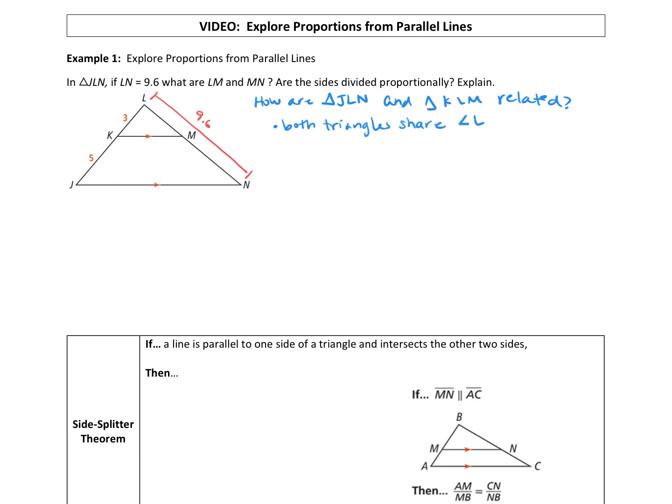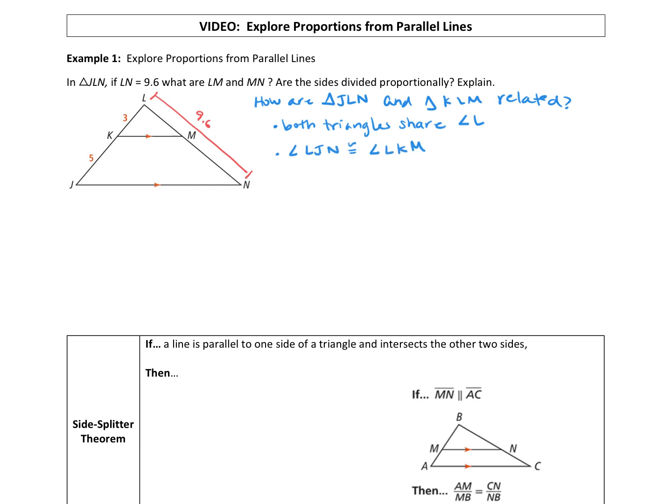And then because we have parallel lines right here, KM is parallel to the base of our triangle, JN, and anytime you have parallel lines cut by a transversal, you get those angle relationships: alternate interior angles, same side interior, same side exterior, corresponding. So because of those parallel lines, we can also state that angle LJN is congruent to angle LKM.